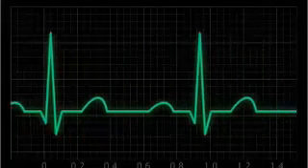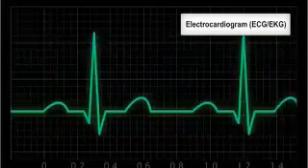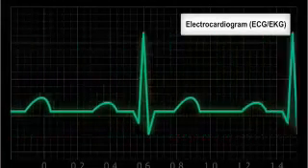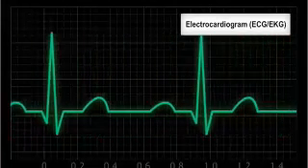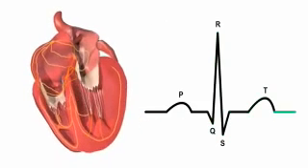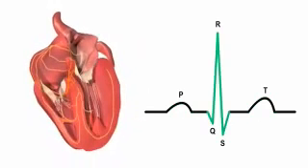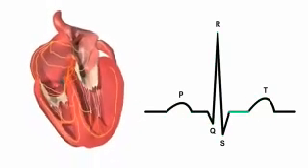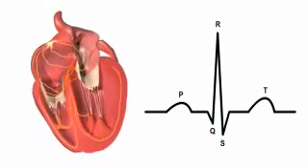This recording is known as an electrocardiogram, or ECG, sometimes referred to as an EKG, a tracing of the overall electrical activity of the heart, resulting from the propagation of many action potentials. Let's look at what happens during a single beat of the heart and how these events are depicted on an ECG.